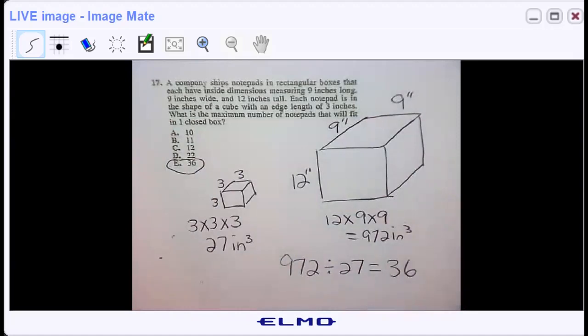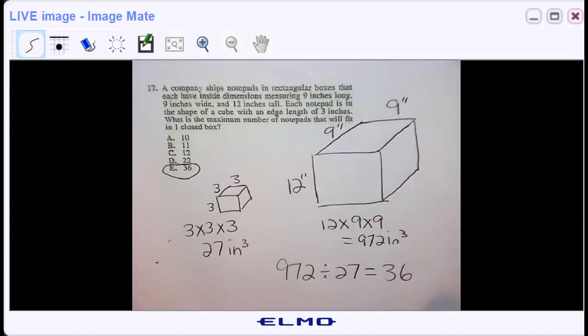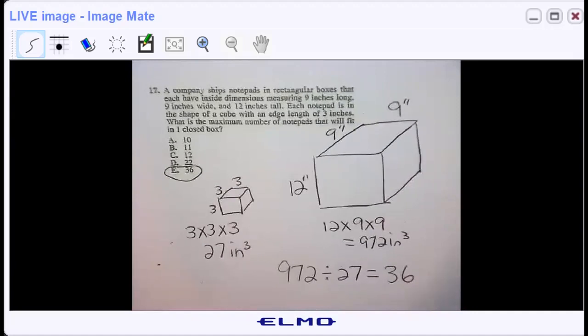Okay, that will do it for today. Again, volume is a very important part of the kind of questions you're going to see on the ACT, just like area as well. It's very likely that you're going to have a problem that has something to do with volume. So just make sure you study over some of those formulas.